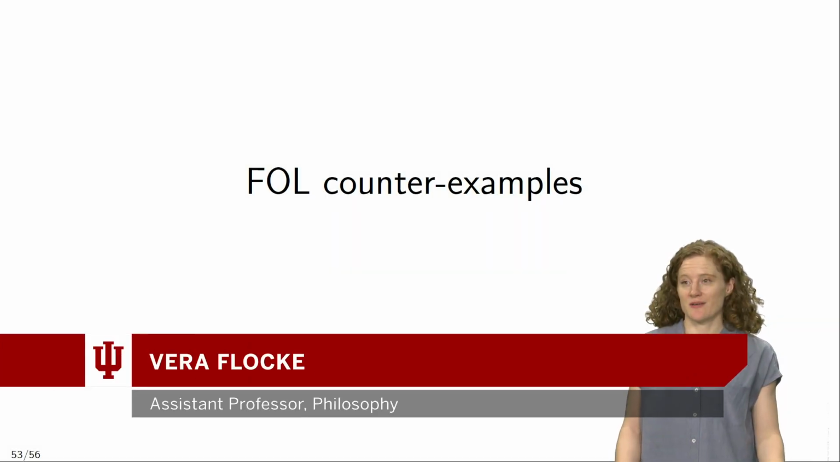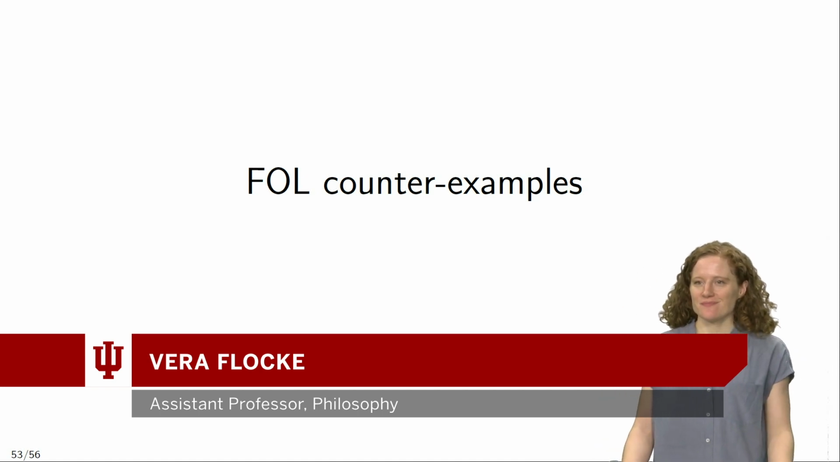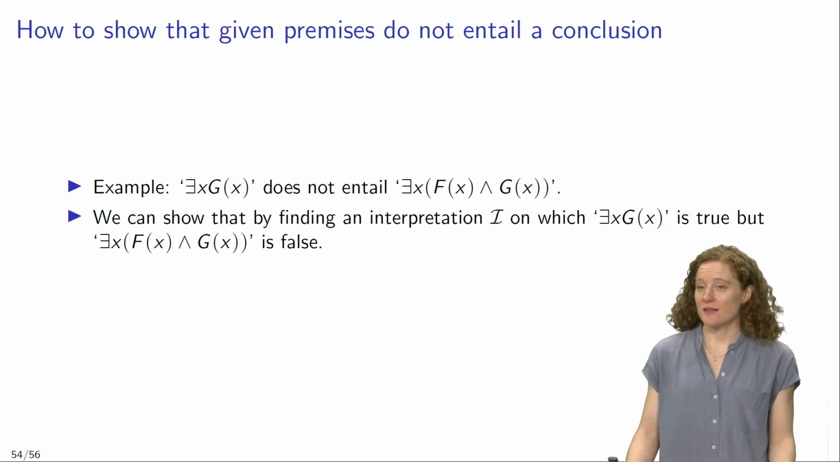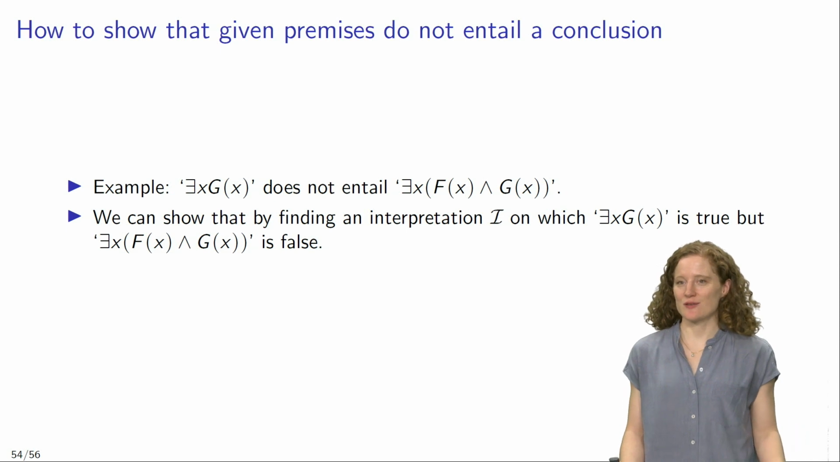Suppose you want to show that given premises do not entail a certain conclusion. How can you do that? Well, the basic strategy is to construct an FOL counterexample. And that means that you need to find an interpretation I on which the premises are true, but the conclusion is false.